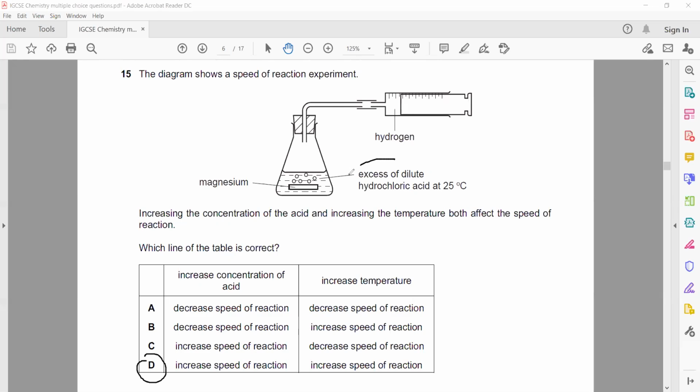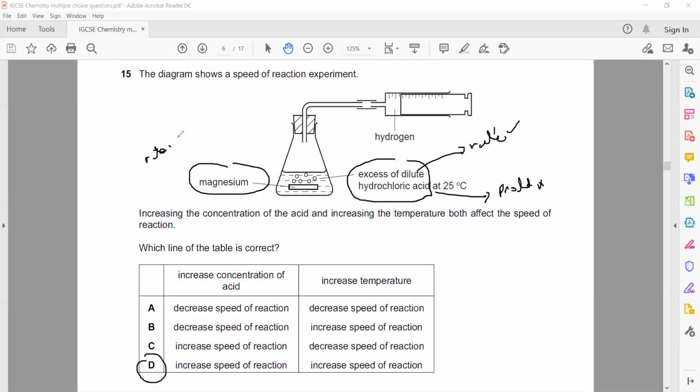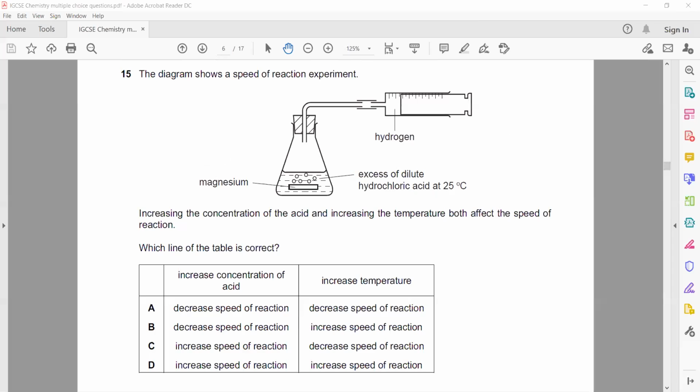But if we change an excess reagent, it will only affect the rate. The rate will be faster, but it will not affect the amount of product. The amount of product will be the same for excess reagent. But if we change the limiting reagent, both things will happen: the rate will change as well as the amount of product. So for this one, both will increase because they are asking about rates only. That's why D is the correct answer.